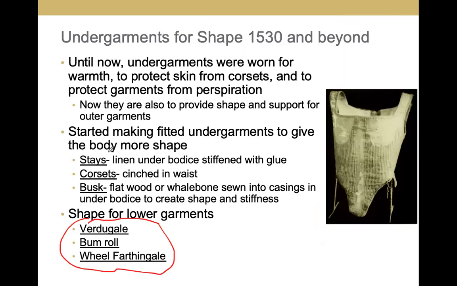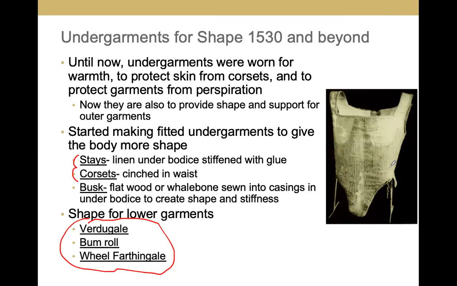So we start to see stays, which are stays and corsets are very much related. Stays are just not quite as shaping as a corset. A stay is kind of holding the body in, it's got glue and it's a heavier fabric, but the corset actually ties to cinch in the waist, where the stays is more of just kind of holding things in, but not actually pulling them to alter the shape too much.